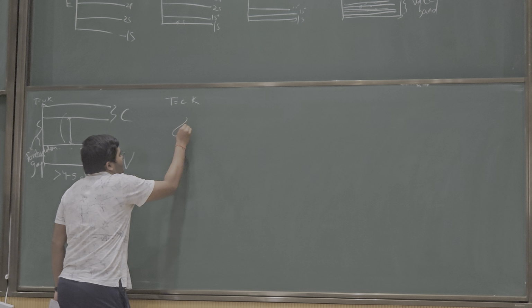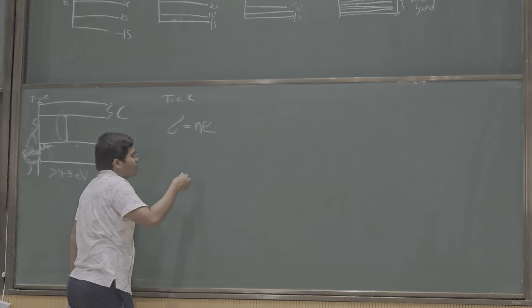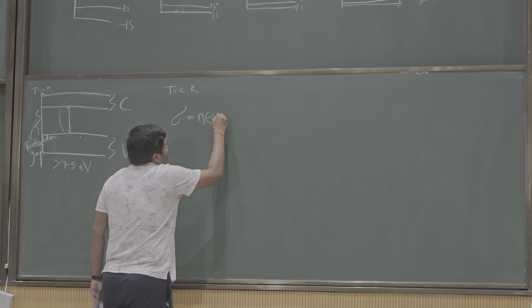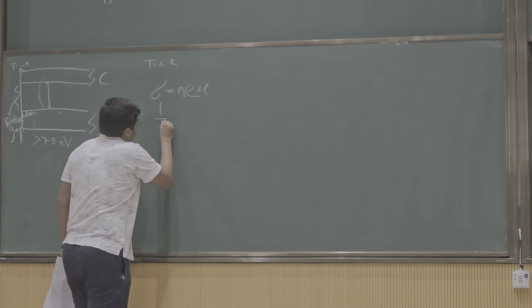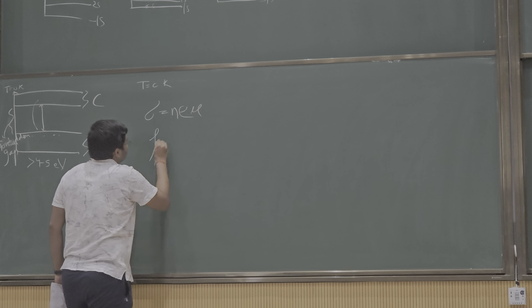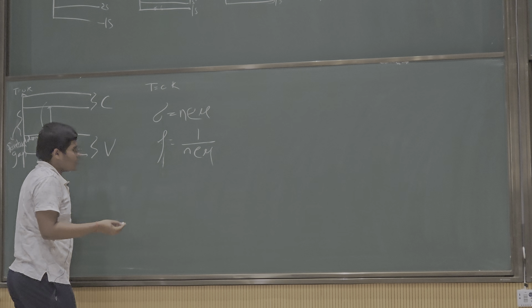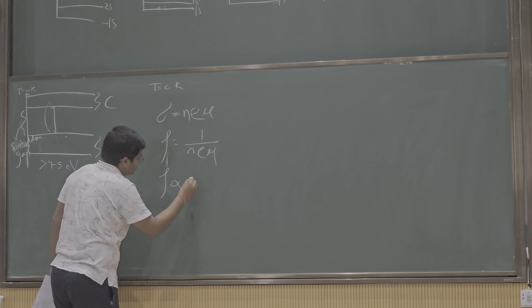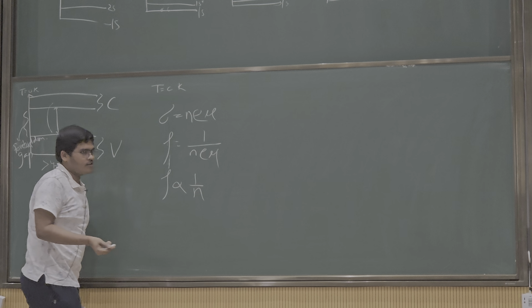So we know that conductivity is equal to the number of charge carriers multiplied by the charge on an electron multiplied by the mobility of the electron. So resistivity should be equal to 1 by n e mu. Okay. So from this equation we can deduce that resistivity is inversely proportional to the number of charge carriers.